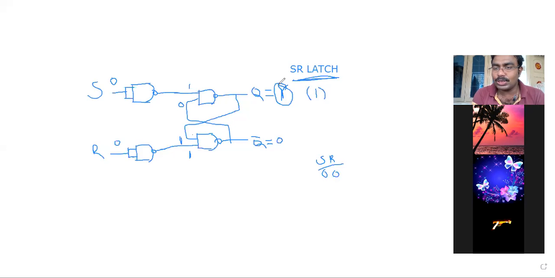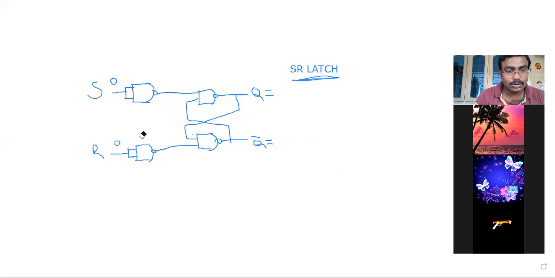We call that the no change state when S is equal to 0 and R equal to 0. Guys, now let me take another condition. That means different inputs. We'll take different inputs and see what conditions we may get for this SR-Latch.